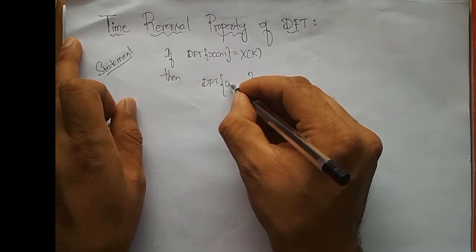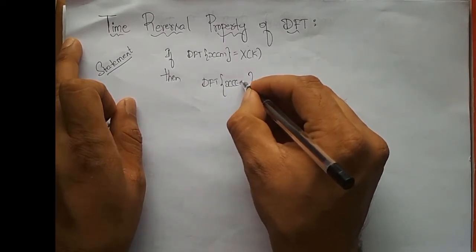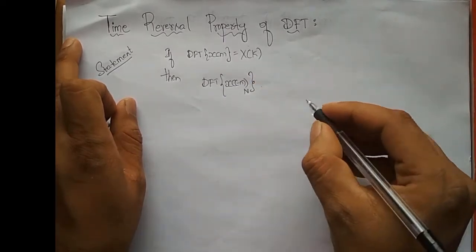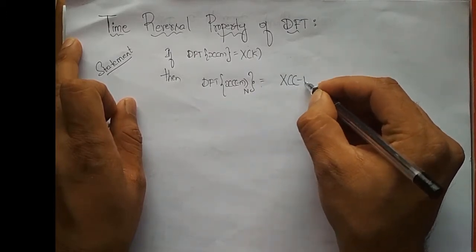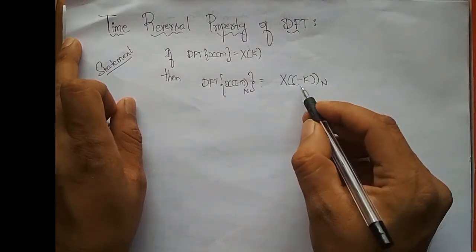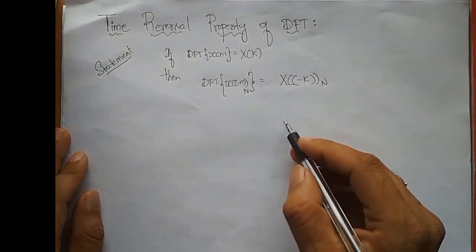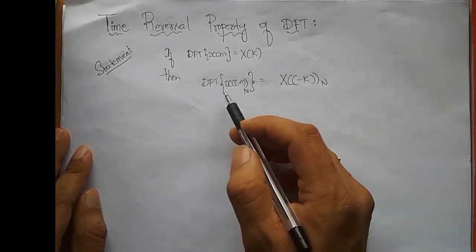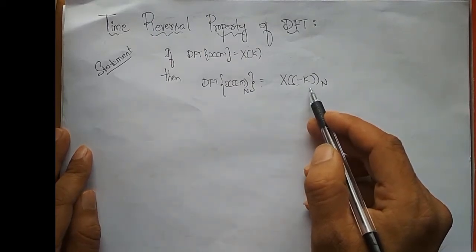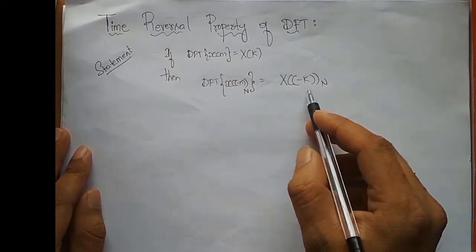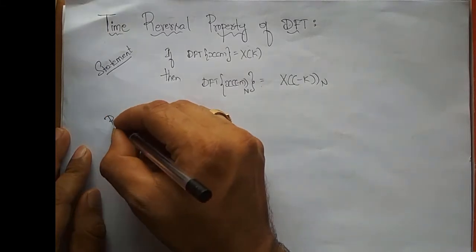in time domain, if we have a time reversal, DFT of x of minus n mod N is equal to, in frequency domain also we will get X of minus k mod N. This will be a frequency reversal. I mean to say, in time domain, if there is a time reversal, in frequency domain there will be a frequency reversal. So, proof.